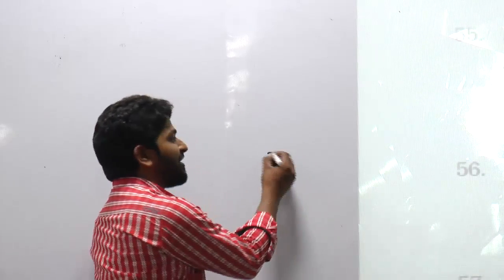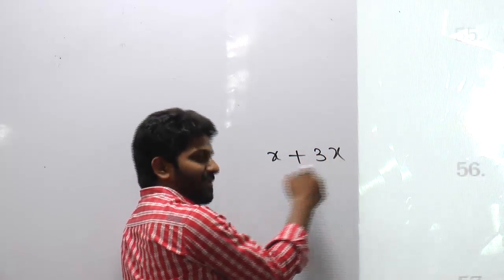3.5 times means we multiply with 3.5. 3 times more, in the sense, initial value plus 3 times. This is what it means.